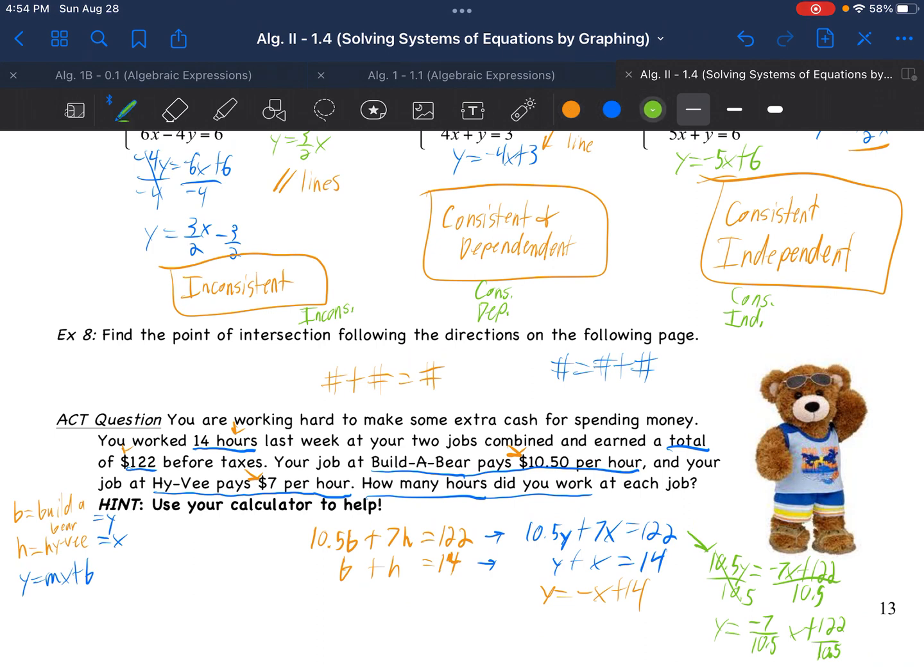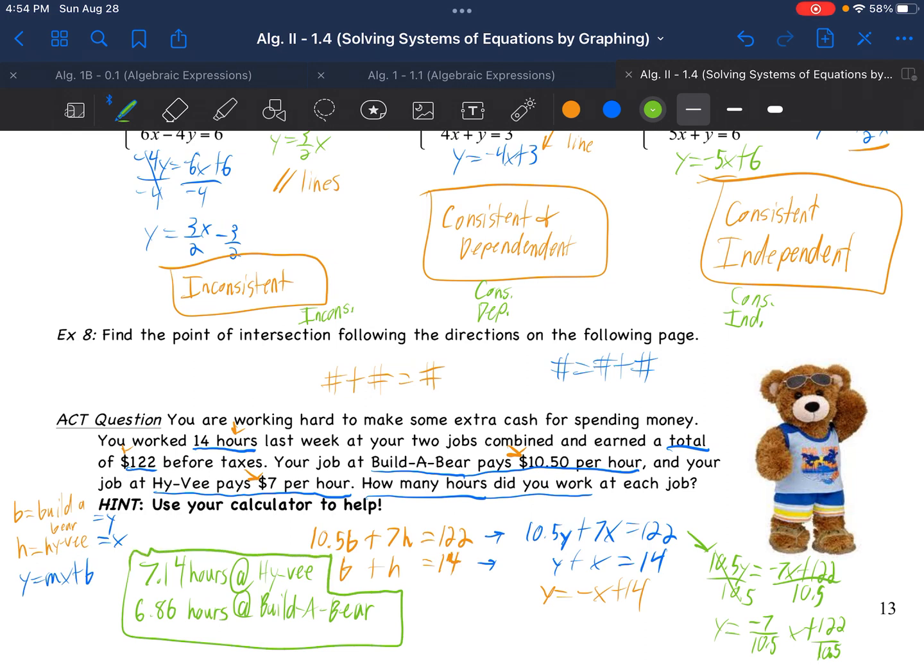So he didn't end up working an even number of hours at each job, but the hours you worked at Hy-Vee was 7.14 hours at Hy-Vee, and you worked 6.86 hours at Build-A-Bear. So no, this problem did not work out nice and neat.